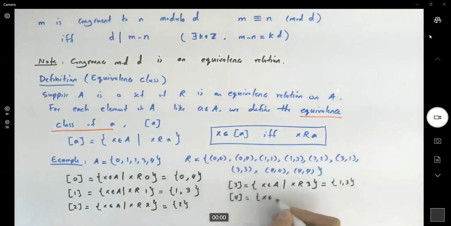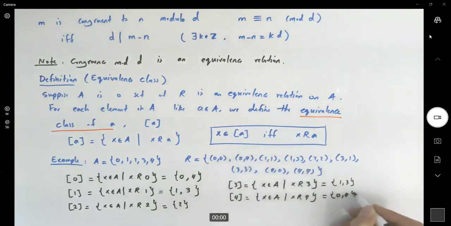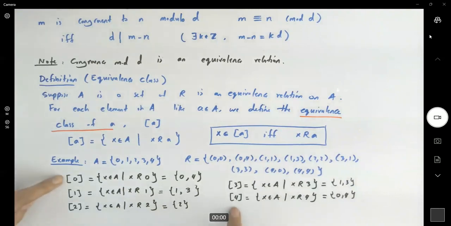What about the equivalence class of 4? We're looking for all members in A that are related to 4. 4 is related to 4. 0 is related to 4. So 0 and 4. Note that the equivalence class of 0 is the same as the equivalence class of 4, and the equivalence class of 1 is the same as the equivalence class of 3. All right.